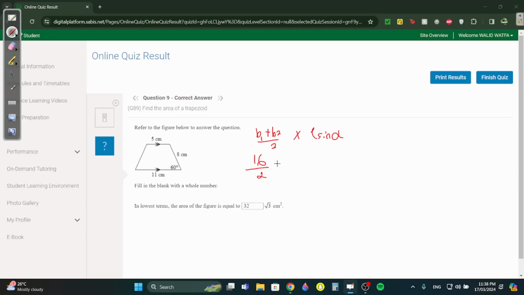So base 1 plus base 2 will be 16 over 2 times 8 sine 60, which is 8 times 8 sine 60, which is 32 radical 3. Question 10.